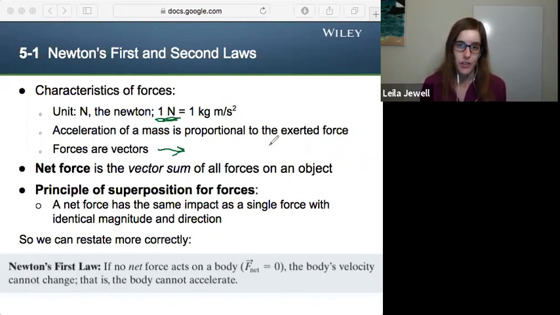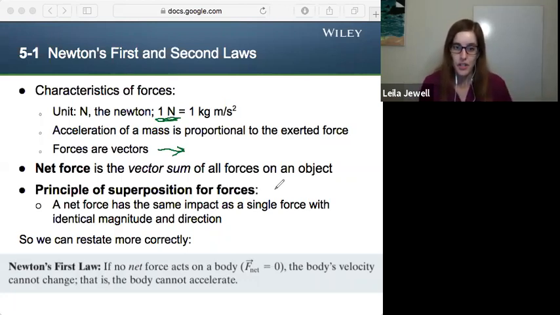The net force then is something we can define as the vector sum of all the forces on an object. It's sort of like the net profit. When you've taken into account all the different pushes and pulls, what's the net result? So the principle of superposition is one that says individual effects can be described by one single net effect.